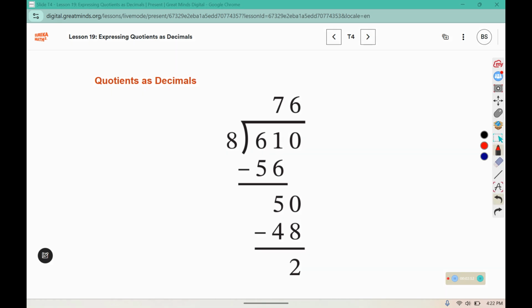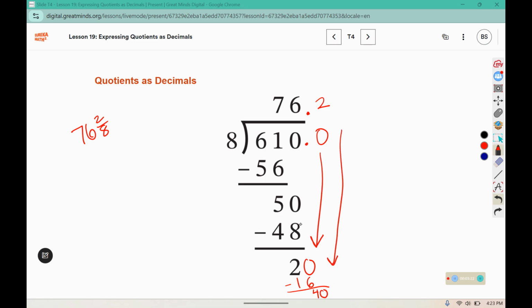In this problem, we would have 2/8, so we could write it as 76 and 2/8 like we did in the previous lesson, or we can put the decimal with an extra 0. Make sure your decimal is lined up in your long division problem, and bring it down. 8 fits into 20 twice, giving us 16. 20 minus 16 is 4. And we can bring down another 0. 8 fits into 40 exactly 5 times. So this could also be rewritten as 76.25.